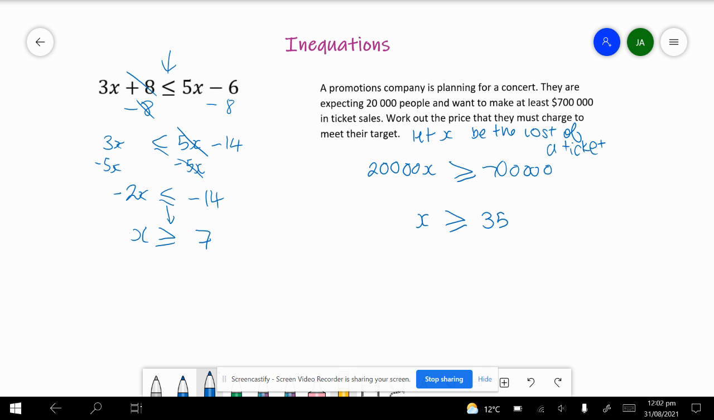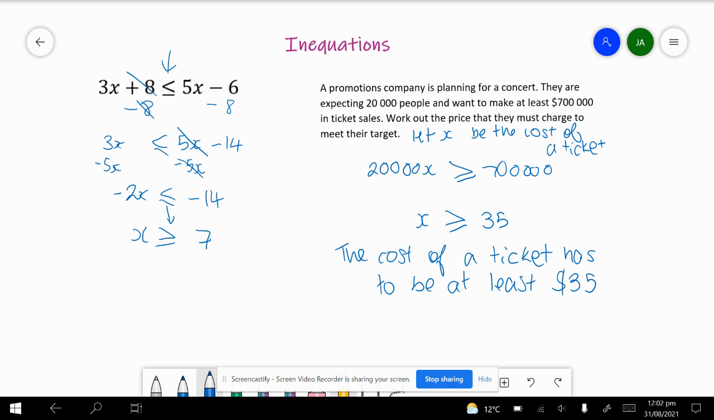So for them to make that 700,000, that x, the ticket price, has to be greater than or equal to 35. So the cost of a ticket has to be at least $35. And remember, write your answer in a context. And that's the answer.